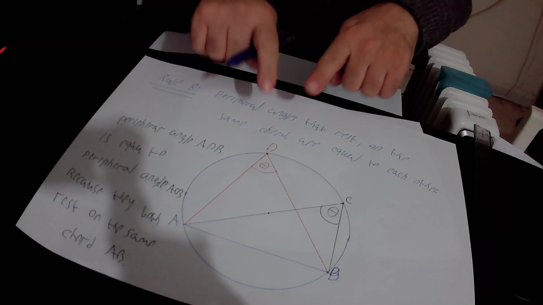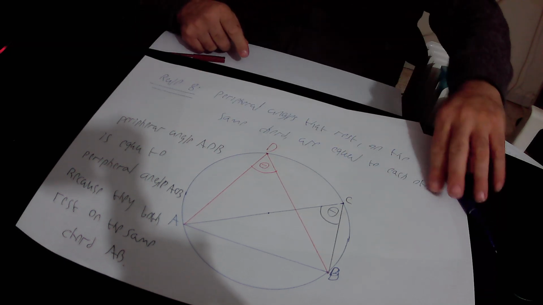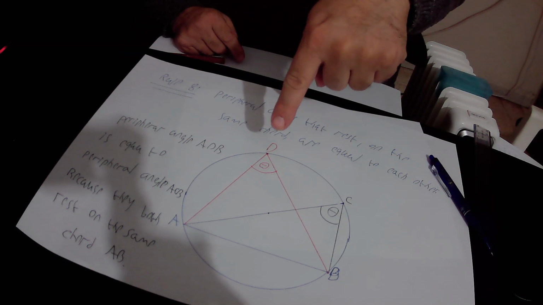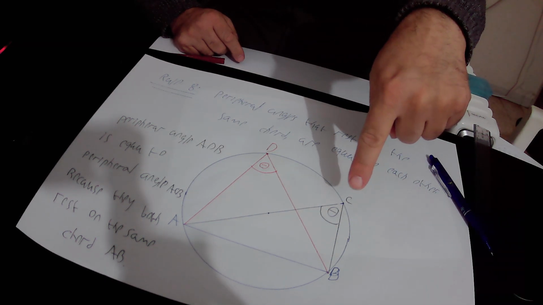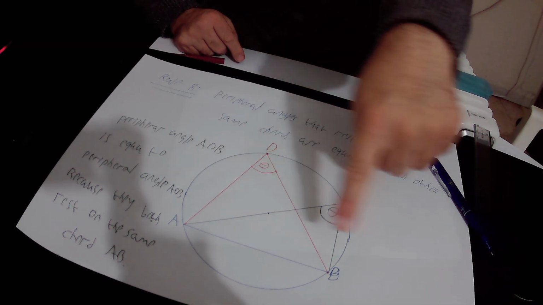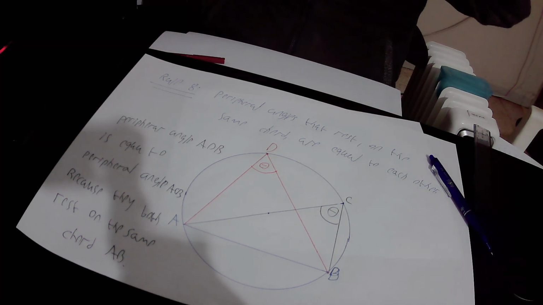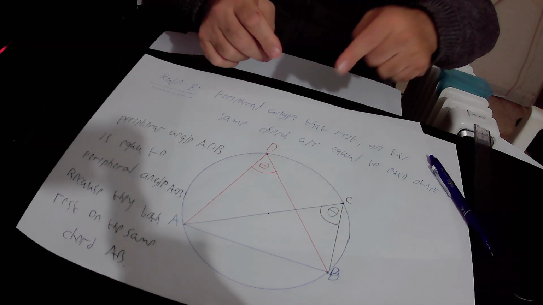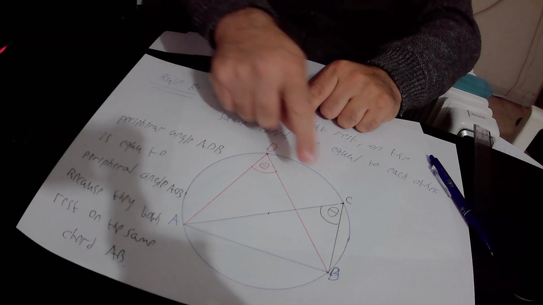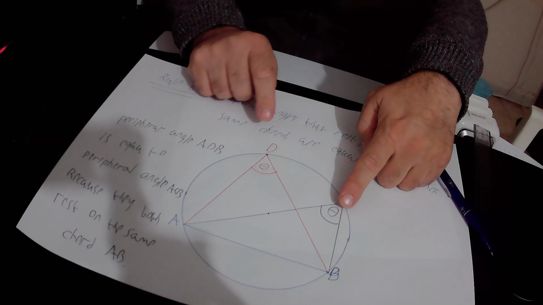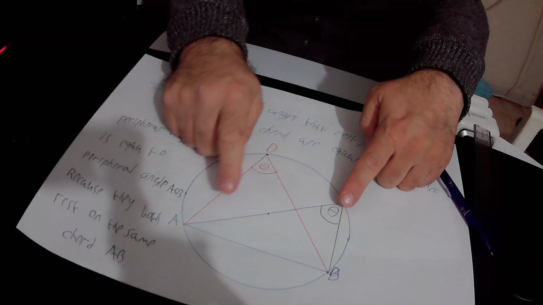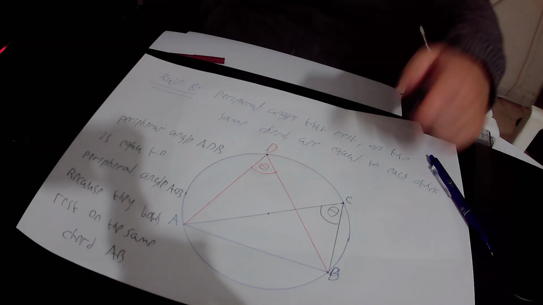Here we have chord AB. This peripheral angle ADB rests on chord AB, and this peripheral angle ACB also rests on the same chord AB. Therefore, they must be equal to each other. That is to say, if peripheral angle ADB equals theta, then the other peripheral angle ACB that rests on the same chord AB must also be equal to theta.